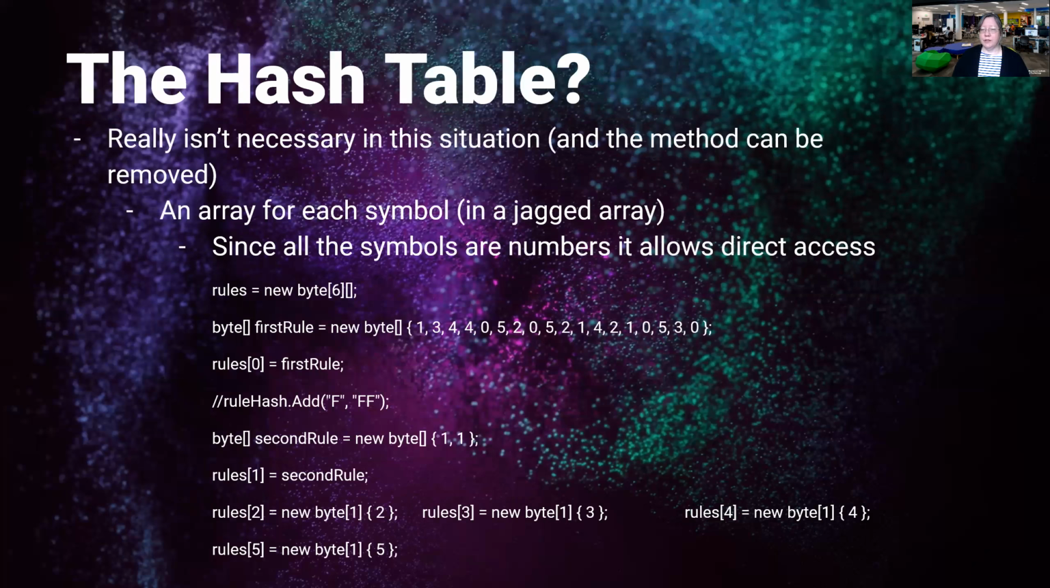Interestingly enough, once I do that, since it's just a couple of arrays now, I don't need a hash table anymore, because I can just do the replacement based on the array of rules, since they're all numbers which can be indices into an array. So I have a jagged array of rules that have what they go to in the jagged array.